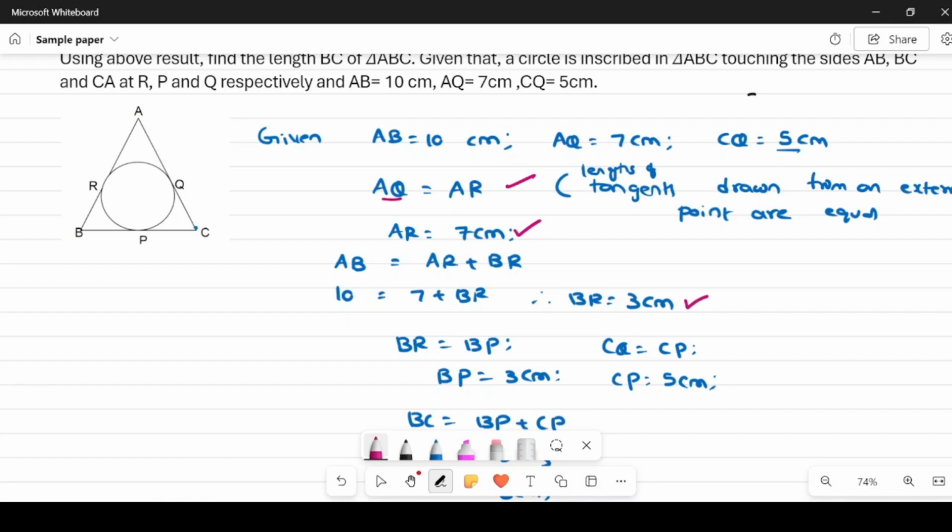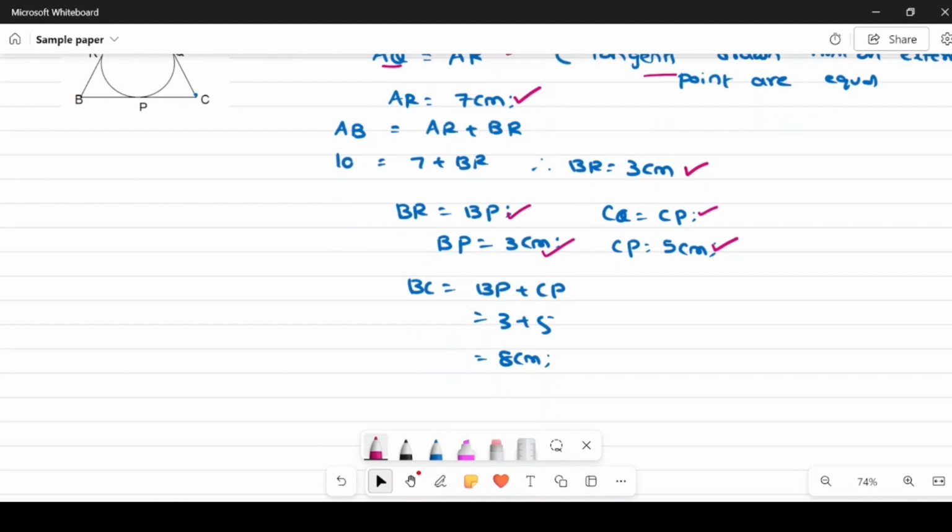But again BR and BP are equal. If you take B as exterior point, BR is equal to BP. Same reason, lengths of the tangents drawn from an external point are equal. Since BR is 3 centimeters, BP is also 3 centimeters. Then if you take C as exterior point, CQ is equal to CP. And since CQ is given as 5 centimeters, CP is also 5 centimeters. We need to find BC, which is the sum of BP and CP. So add BP and CP to get BC as 8 centimeters.